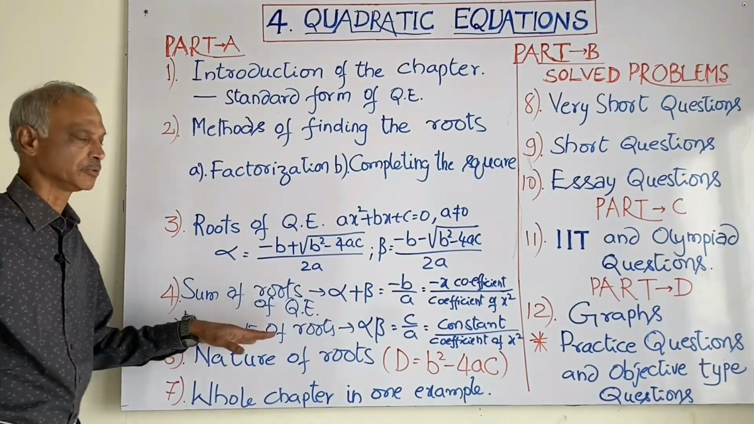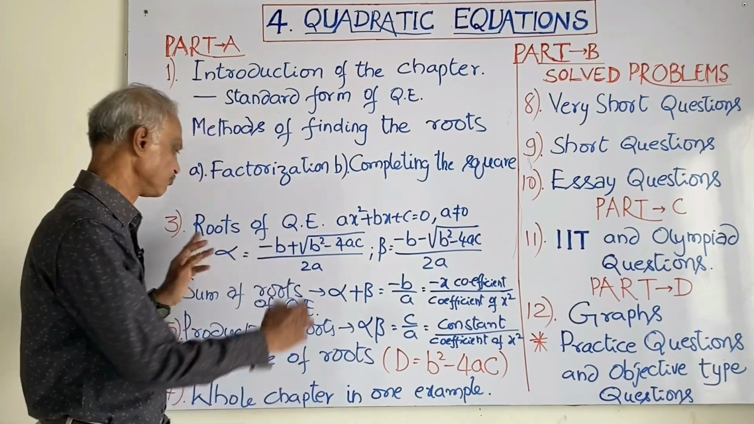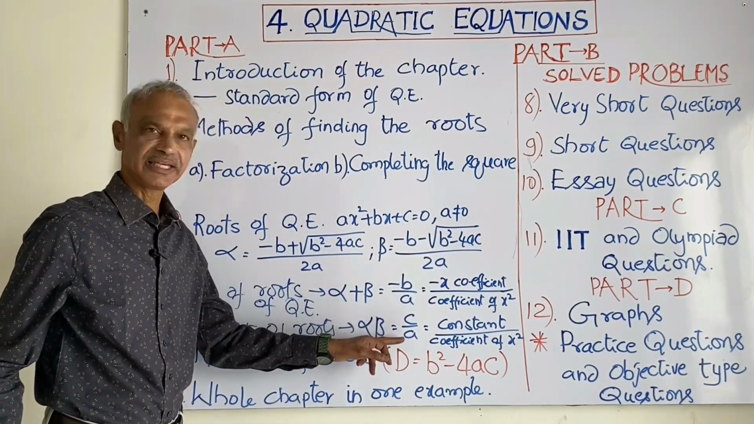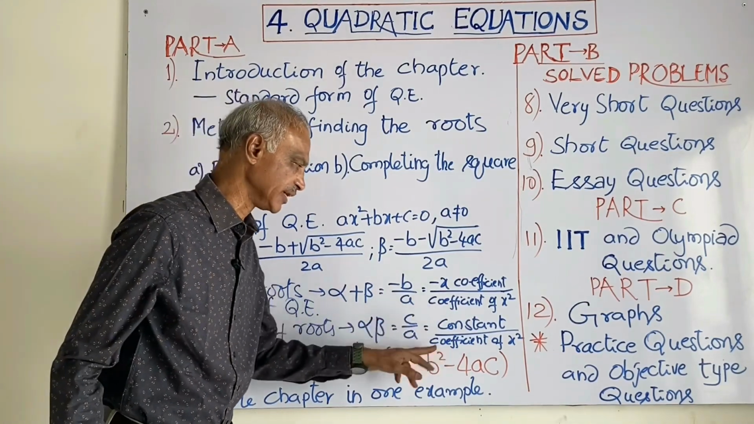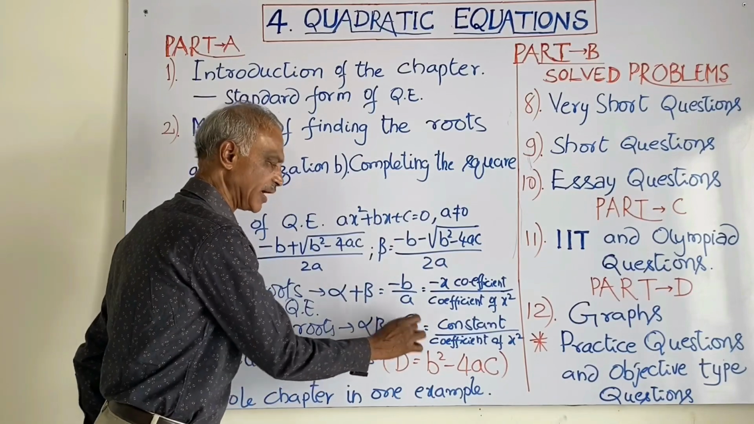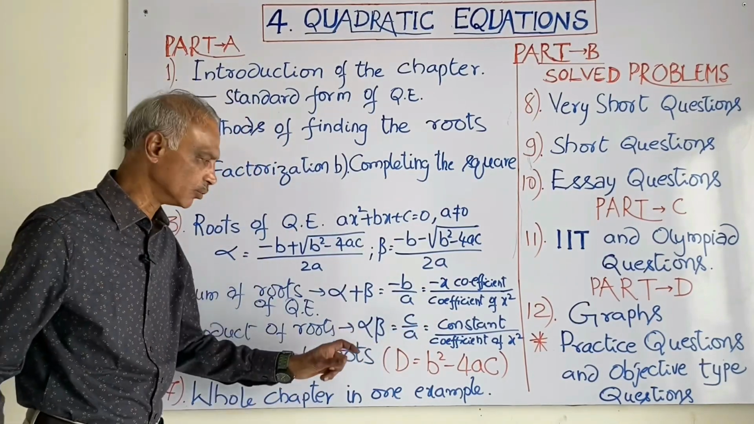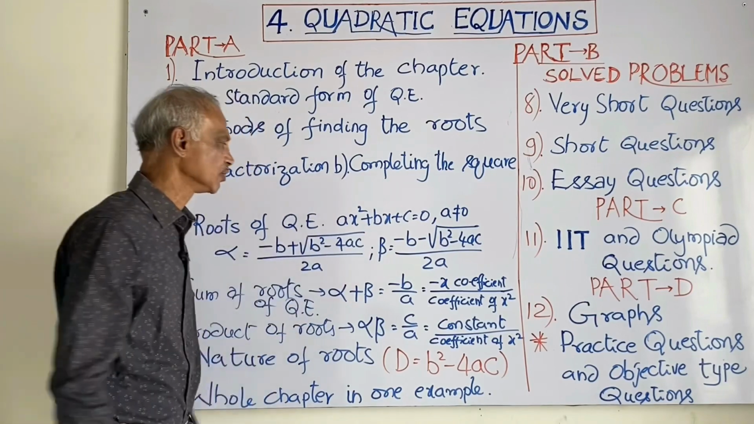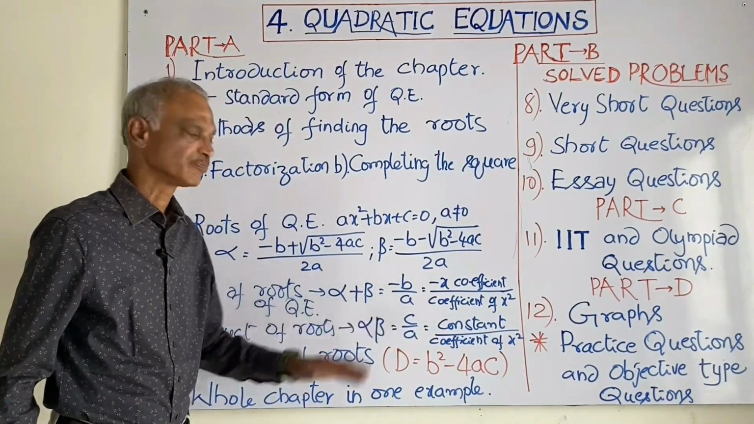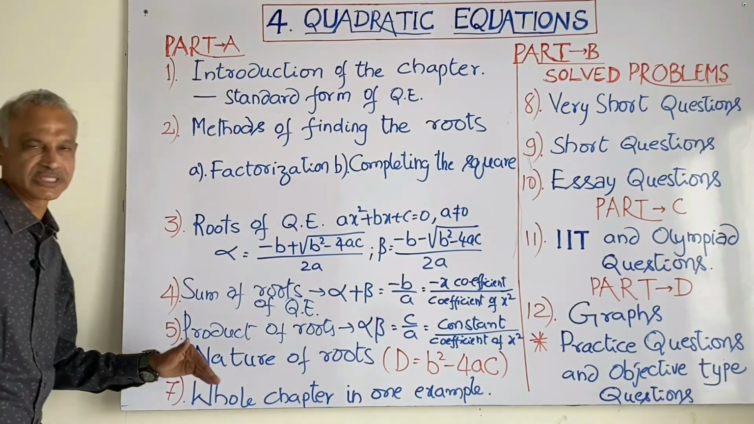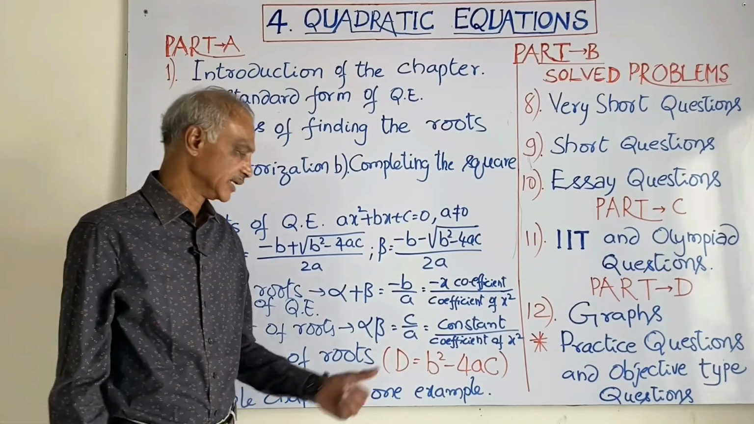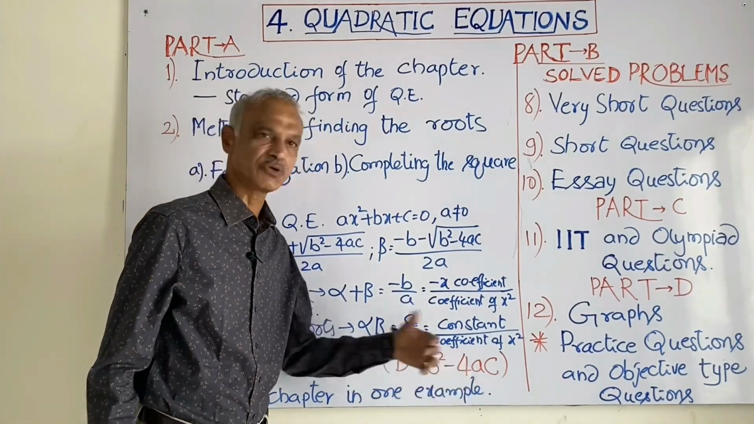Next, product of the roots of the quadratic equation. If you multiply these two, alpha and beta, you will get c by a. That is constant by coefficient of x square. What is c here? This is the constant. What is a here? Coefficient of x square. Product of roots will be c by a. Next, nature of the roots. These roots will depend on the discriminant b square minus 4ac.